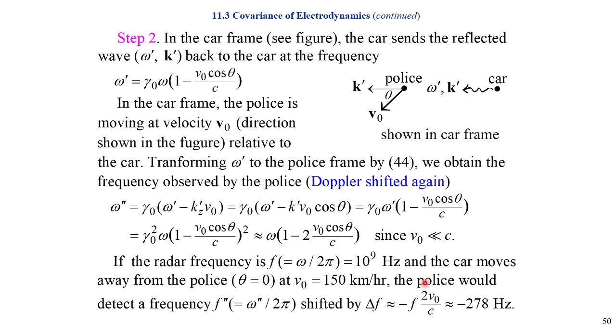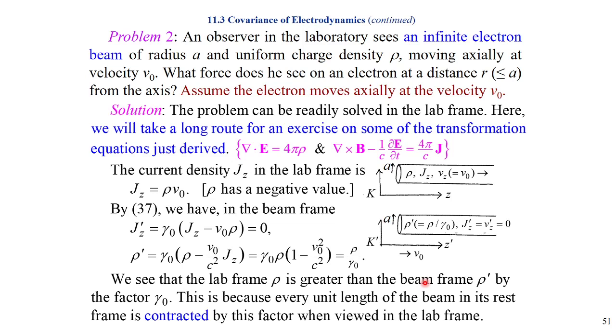That's the first part. The second part is something we studied before, but now we will use a different approach to find the solution. An observer in the laboratory frame sees an infinite electron beam of radius a, moving with a uniform charge density rho, at a velocity v0.